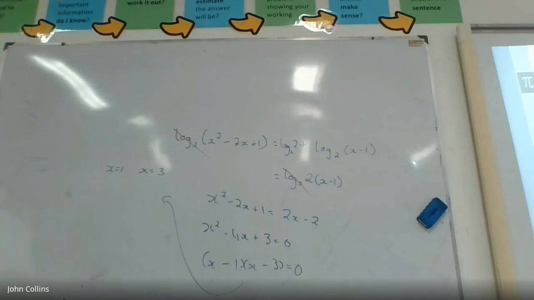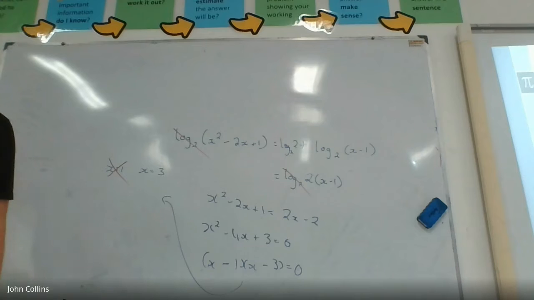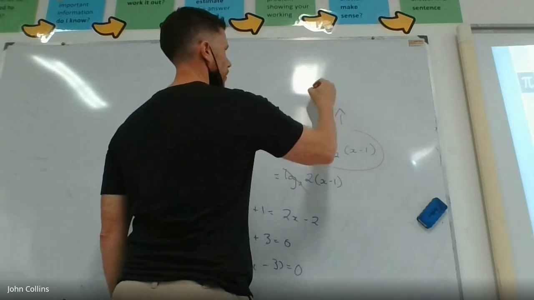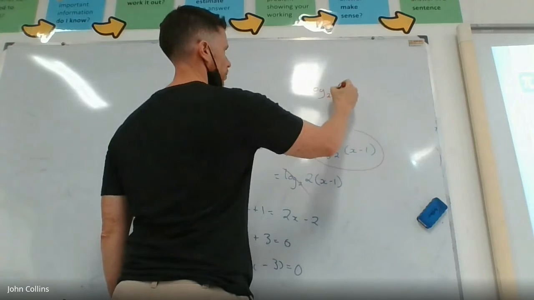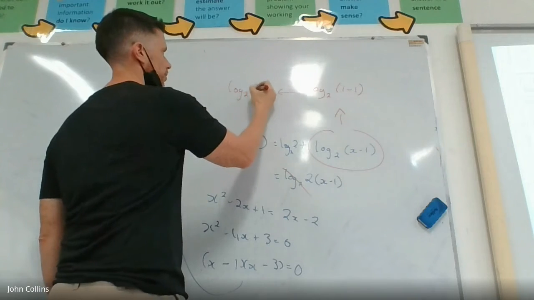What does the answer scheme say? X is only 3. X can't be 1. Why can't it be 1? Well, let's look at the question. Let's just take this part, for example. What's log 2 to the 1 minus 1? So that's log 2 of 0.